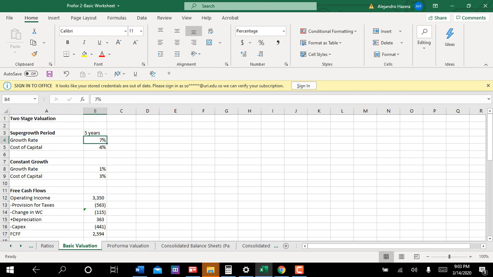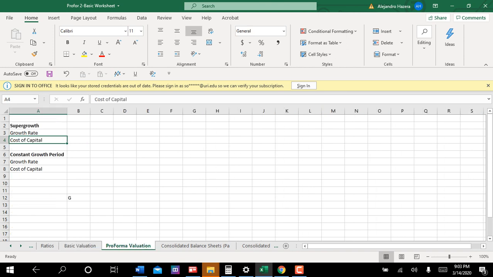Okay, so in the basic valuation that you already did in the first video, we had a growth rate of 7% and a cost of capital of 4% for the super growth period. So I'm going to go ahead and use both those numbers here. So we're going to use a 7% growth rate in the super growth period and a 4% cost of capital for the super growth period.